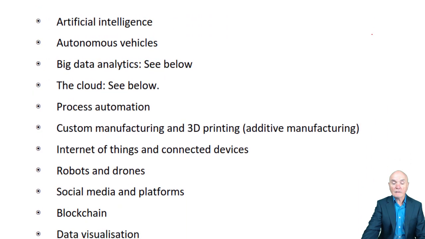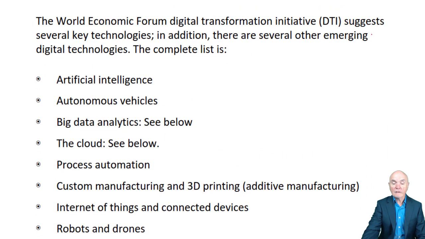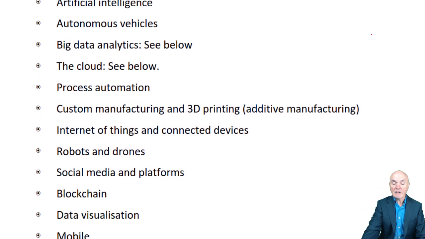Now here's a complete list that the World Economic Forum has suggested. There are going to be key technologies. Again, some of these we've mentioned. We're not going to mention particularly again here. Artificial intelligence, endowing machines with the ability to make judgment almost, as it does in playing certain games. Endowing machines with the ability to learn from past patterns or past mistakes.